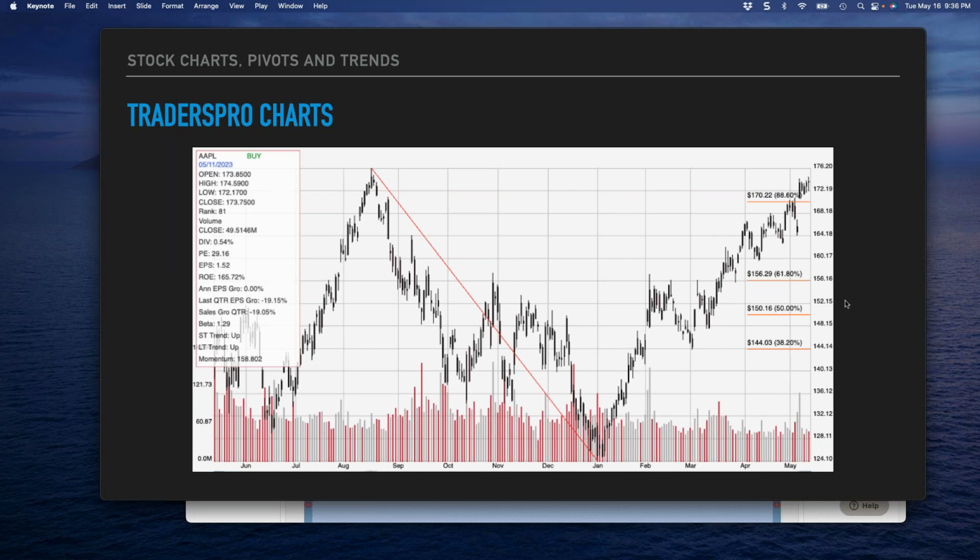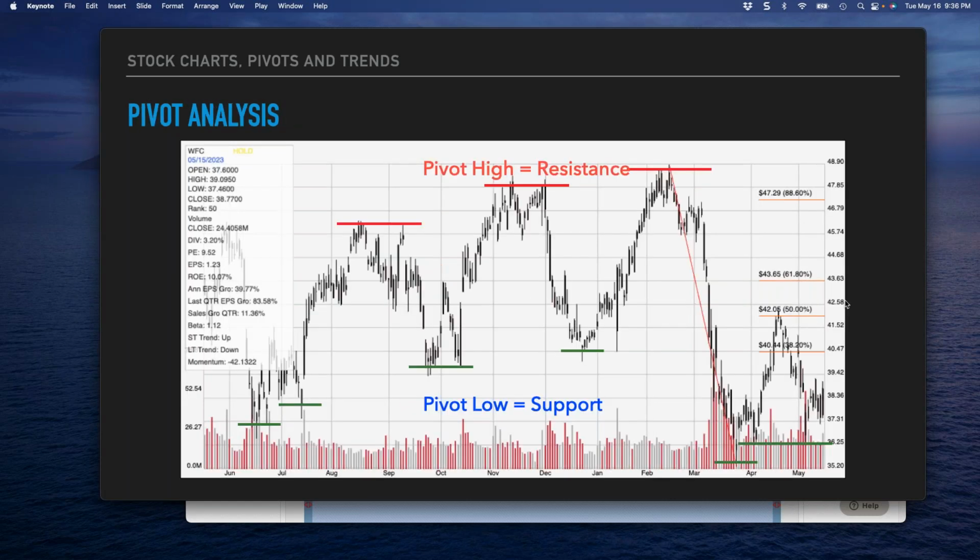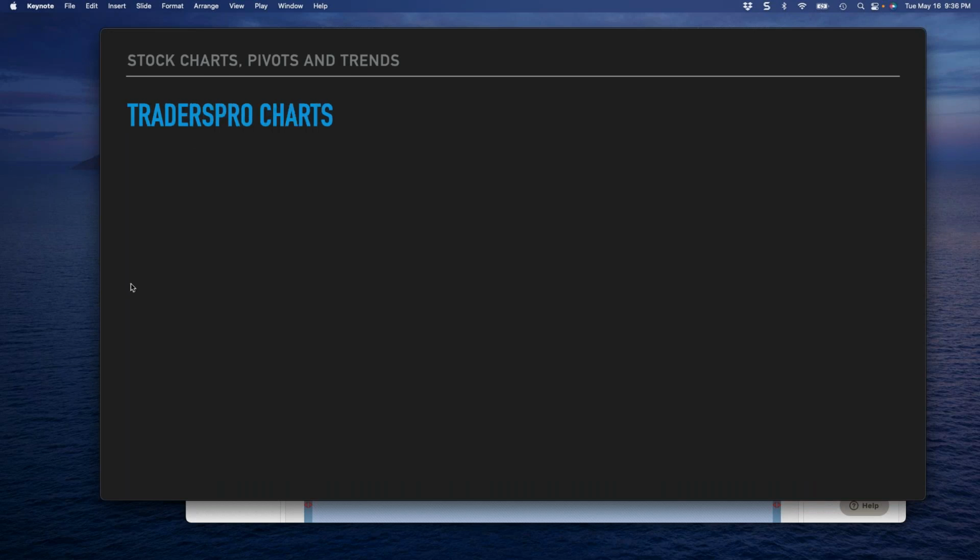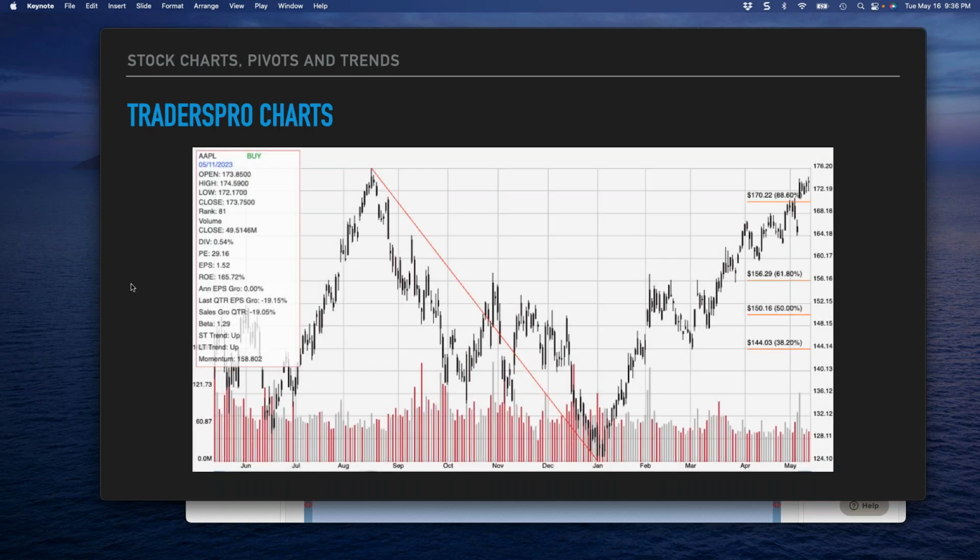I mentioned the Fibonacci trends that you can see here. Let me go back. I apologize. This provides a little bit clearer view of what these Fibonacci trends can do and how they can be used.